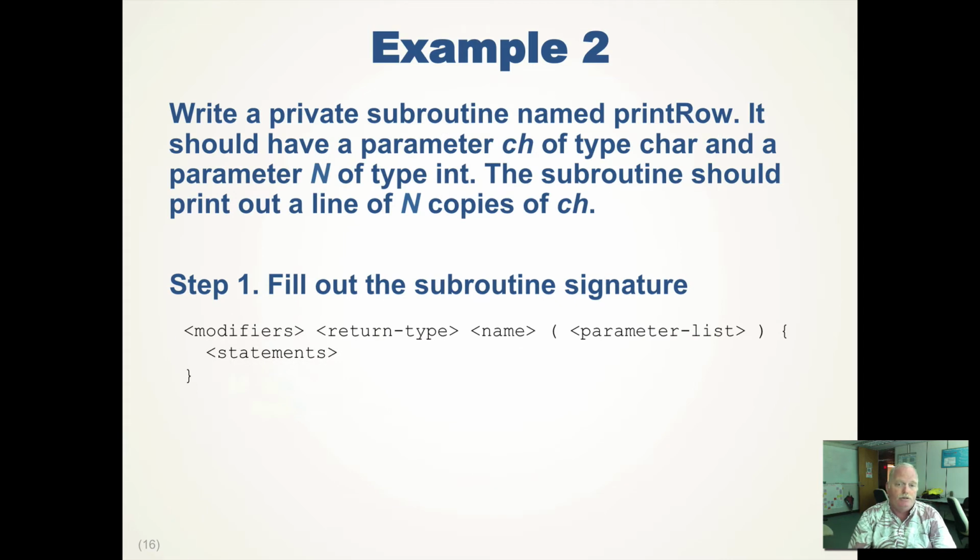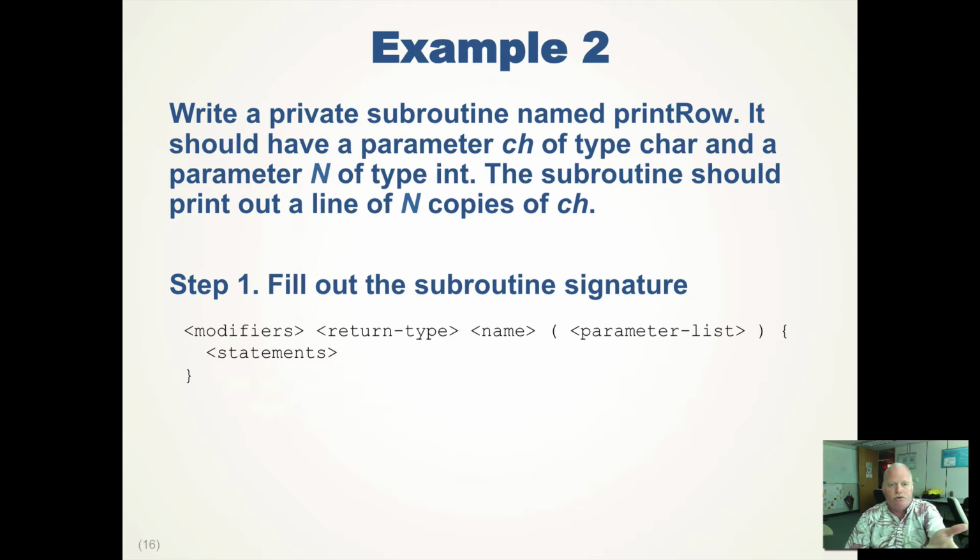So example 2, go through the same steps. I'll write a private subroutine named print row. It should have a parameter of ch of type char and a parameter n of type int. The subroutine should print out a line of n copies of the character ch. So fill out the signature.